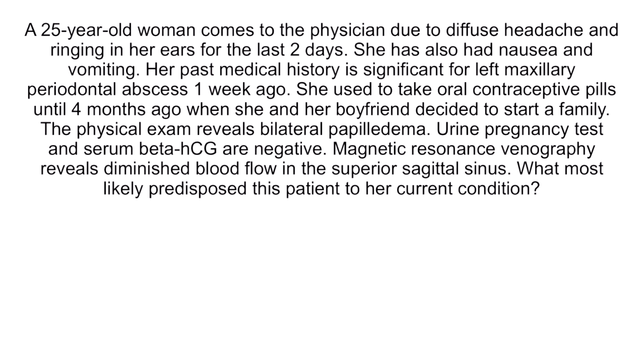Urine pregnancy test and serum beta-HCG are negative. Magnetic resonance venography reveals diminished blood flow in the superior sagittal sinus. What most likely predisposed this patient to her current condition?